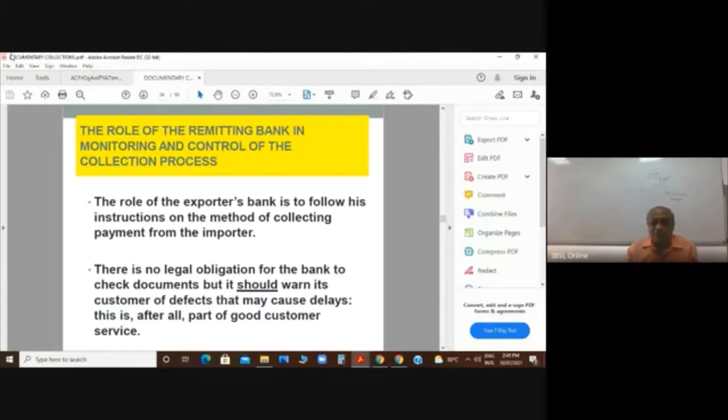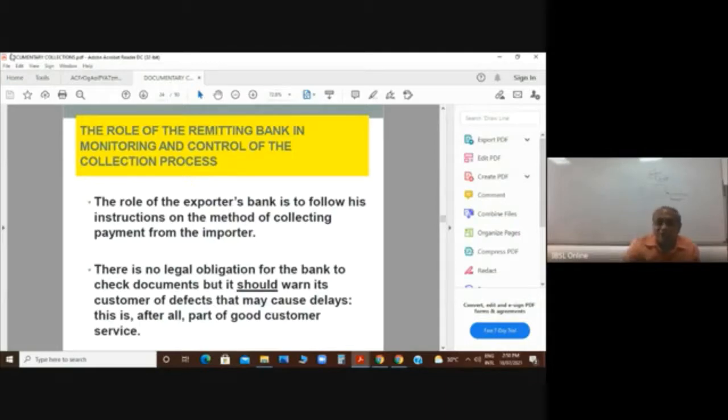This is, after all, part of good customer service. Even though we don't have any responsibility or obligations, as a prudent bank, it is up to you to just have a cursory glance and advise your customer. Right? We can avoid a lot of things at the time when they submit the documents. Immediately, if you have informed them, just go through it and say, look, the BL doesn't tally with other documents. Can you please check? Isn't that right?